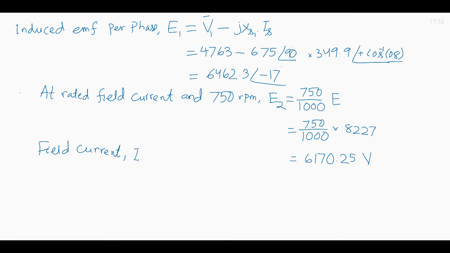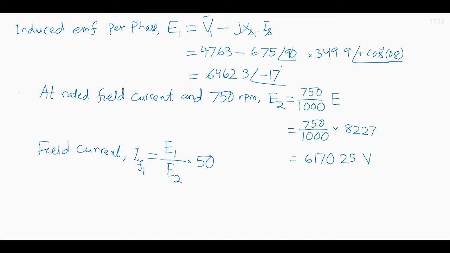Field current IF1 is E1, which we have calculated above, E1 divided by E2 into E2 corresponds to rated field current and 750 rpm, and rated field current is 50 ampere. So IF1 equal to E1 by E2 into 50.